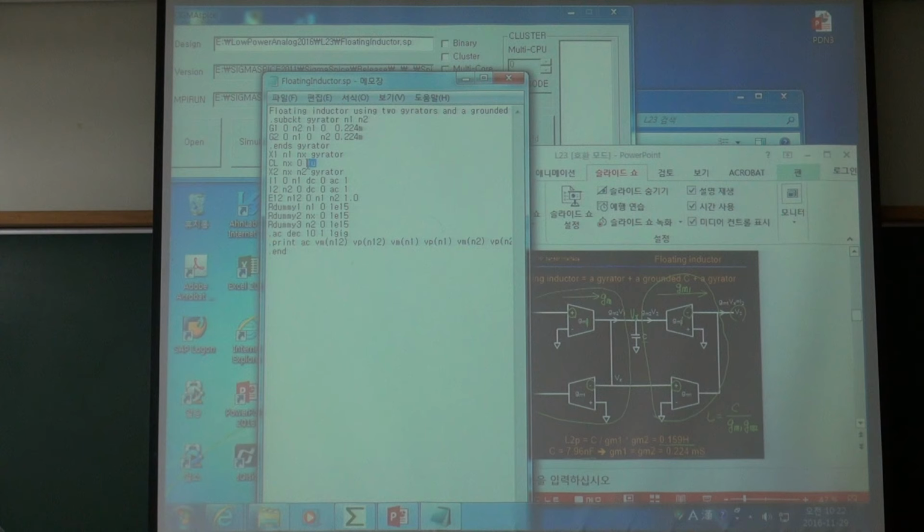Yeah, instead of 1 microfarad, I just put this 796 nanofarad, something like that, right? Close to 1 nanofarad. Okay, then let's try to simulate this thing.